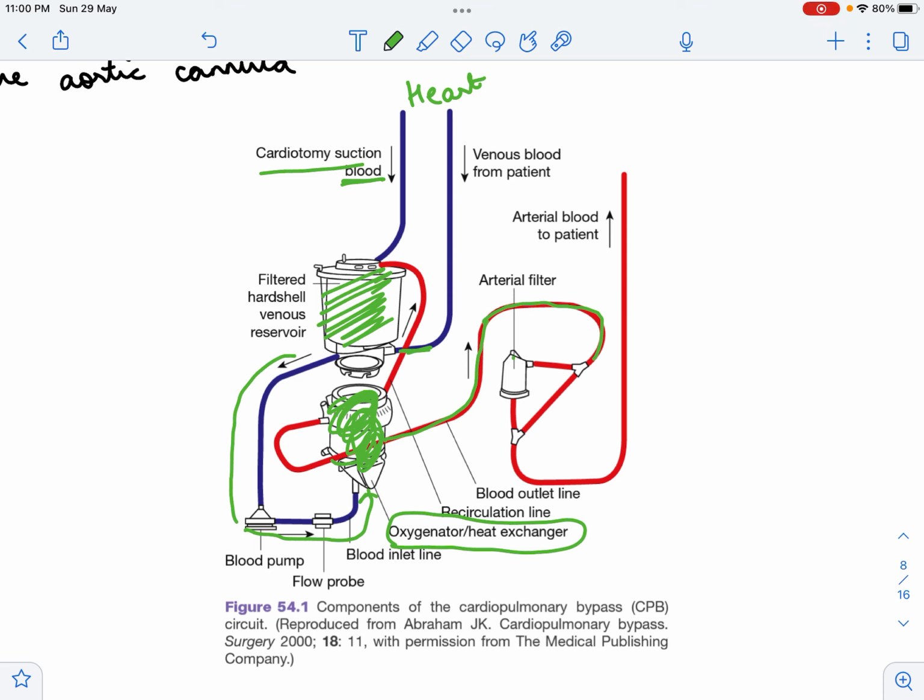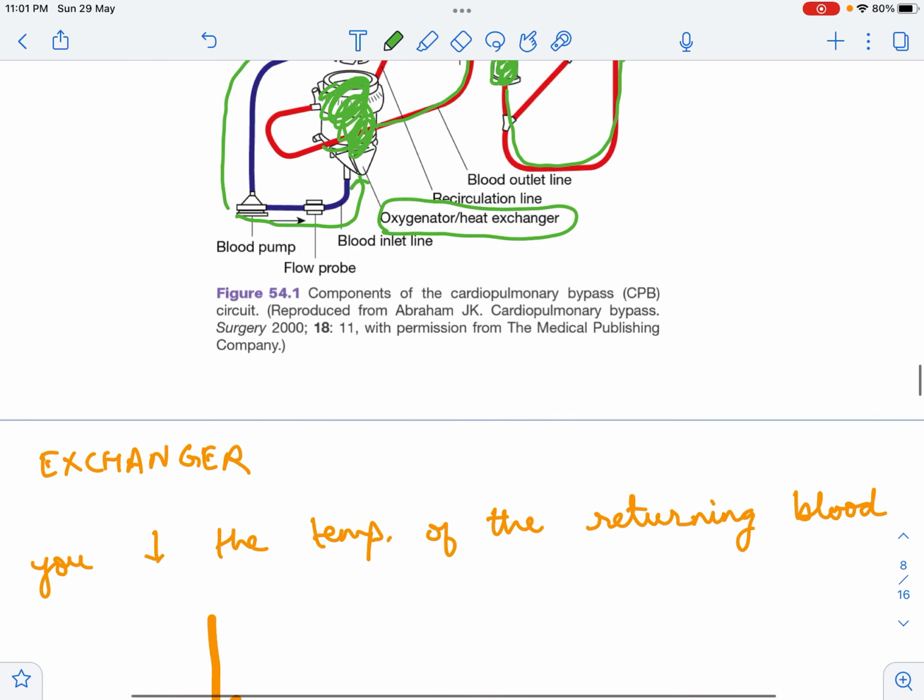Before that, you're going to use an arterial filter to remove any clots which may have formed, because after all, your CPB machine is a non-physiologic surface and clots are bound to form. If you remember Virchow's triad, whenever there is a problem with the surface, now using an artificial surface, there is bound to be some clotting, some inflammation. To remove that clot, you are going to use a filter, then the arterial blood enters the patient.